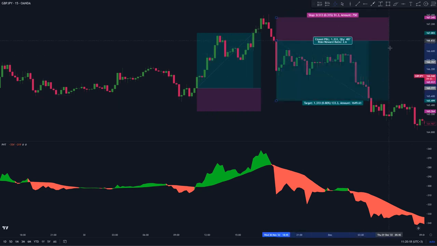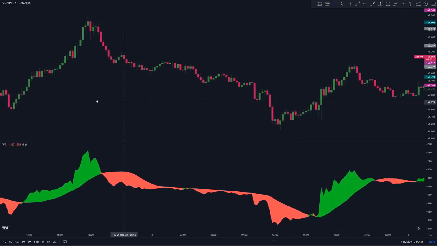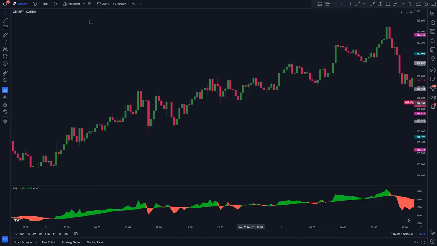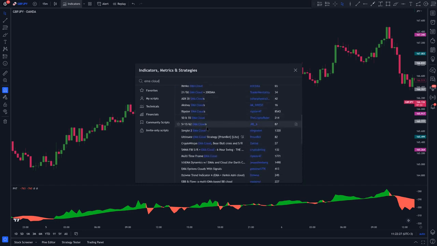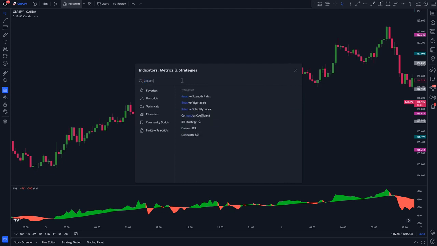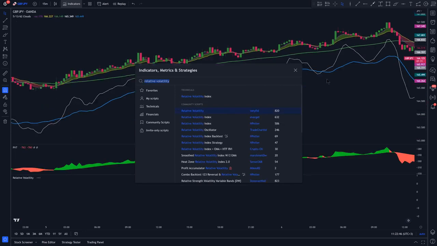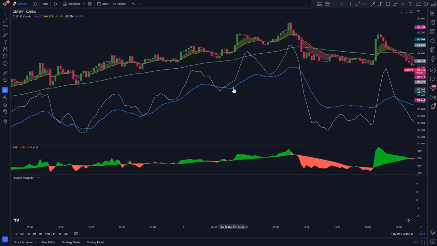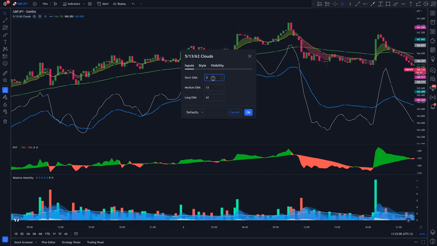Now let's add a trend confirmation indicator as well as a volume confirmation indicator to complete our trading strategy. On the Indicators tab, type in EMA Cloud and select this one by JRL. Next, type in Relative Volatility and select this one by Verifid. Double-click on the EMA Cloud to access the settings, and on the Inputs tab, change the length of these EMAs to 50, 100, and 200.